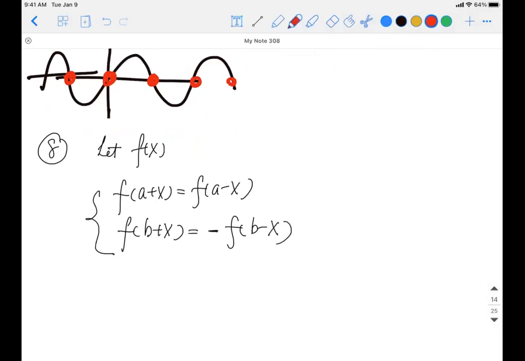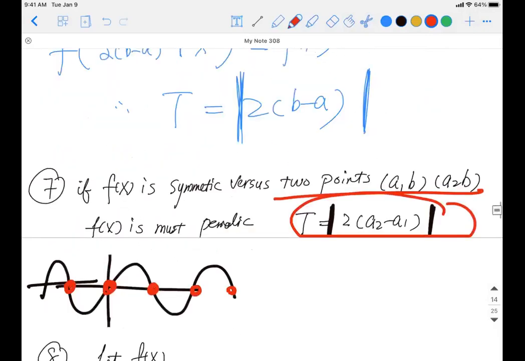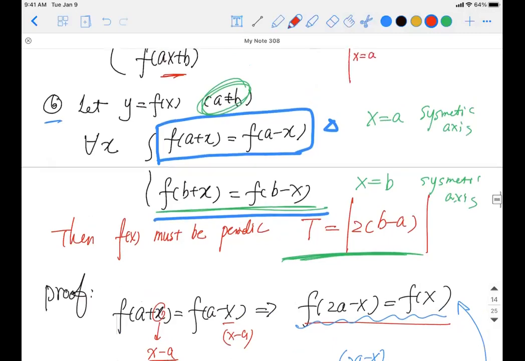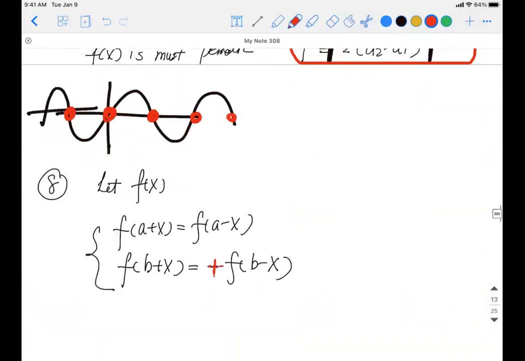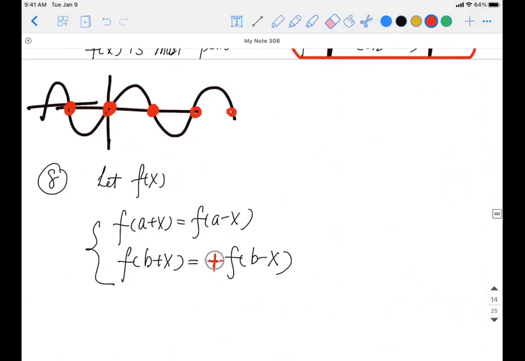Okay, if this is positive, this is exactly the same thing as our previous property, right? You see, the only difference is previously this is positive. Now this is no longer positive, this has become negative. Okay, this is the only difference. One is a symmetric axis, no problem. The second one is not symmetric because it changed the sign, right? But generally speaking, it's quite similar.